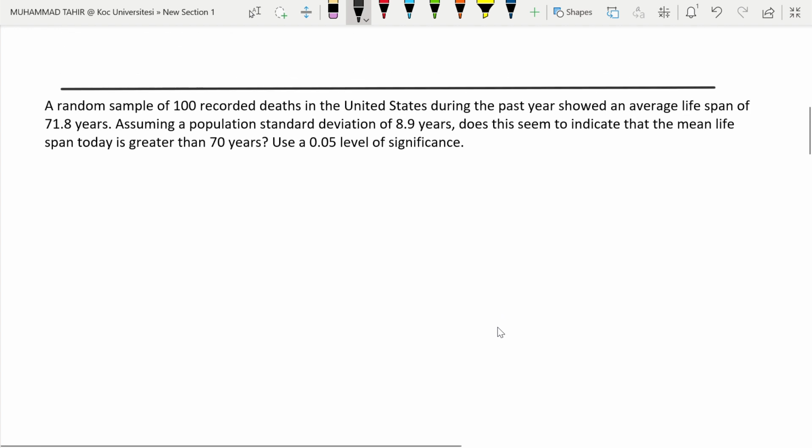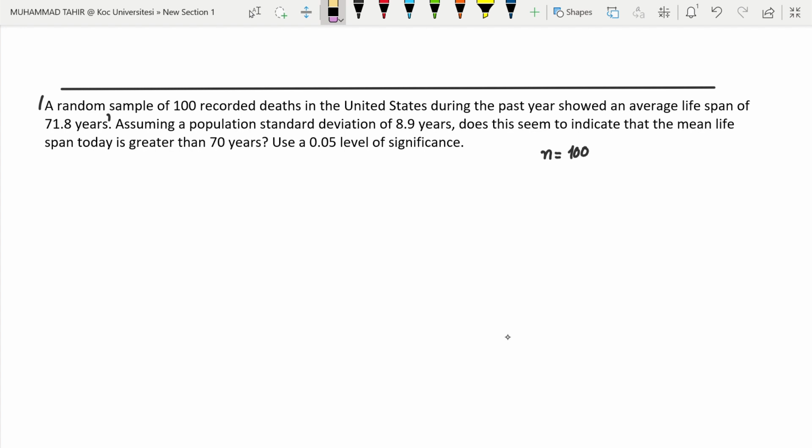So the question asks a random sample, which means the first line is about sample. A random sample of 100 recorded deaths. Let me write data along with I read. So n is greater or equal to 30. It means I am going to use more z-test, z distribution.